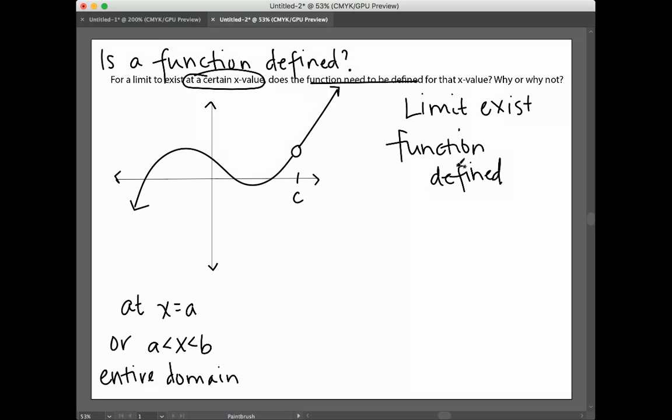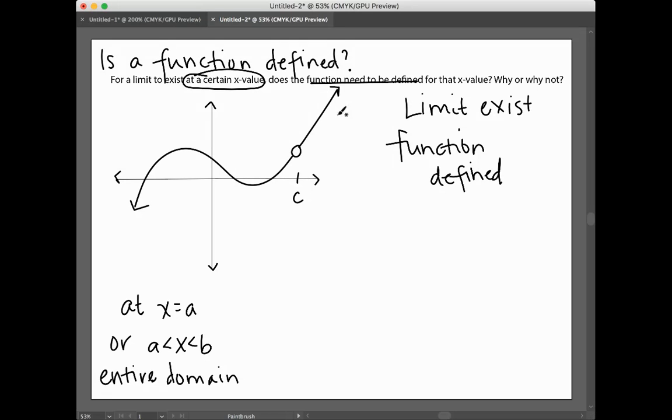Same idea with function defined. A function is either defined at x equals a, or it's defined on all of the points, the x values in an interval, or it's defined on the entire domain. But you don't just say a function is defined, period. You always say a function is defined at a value.